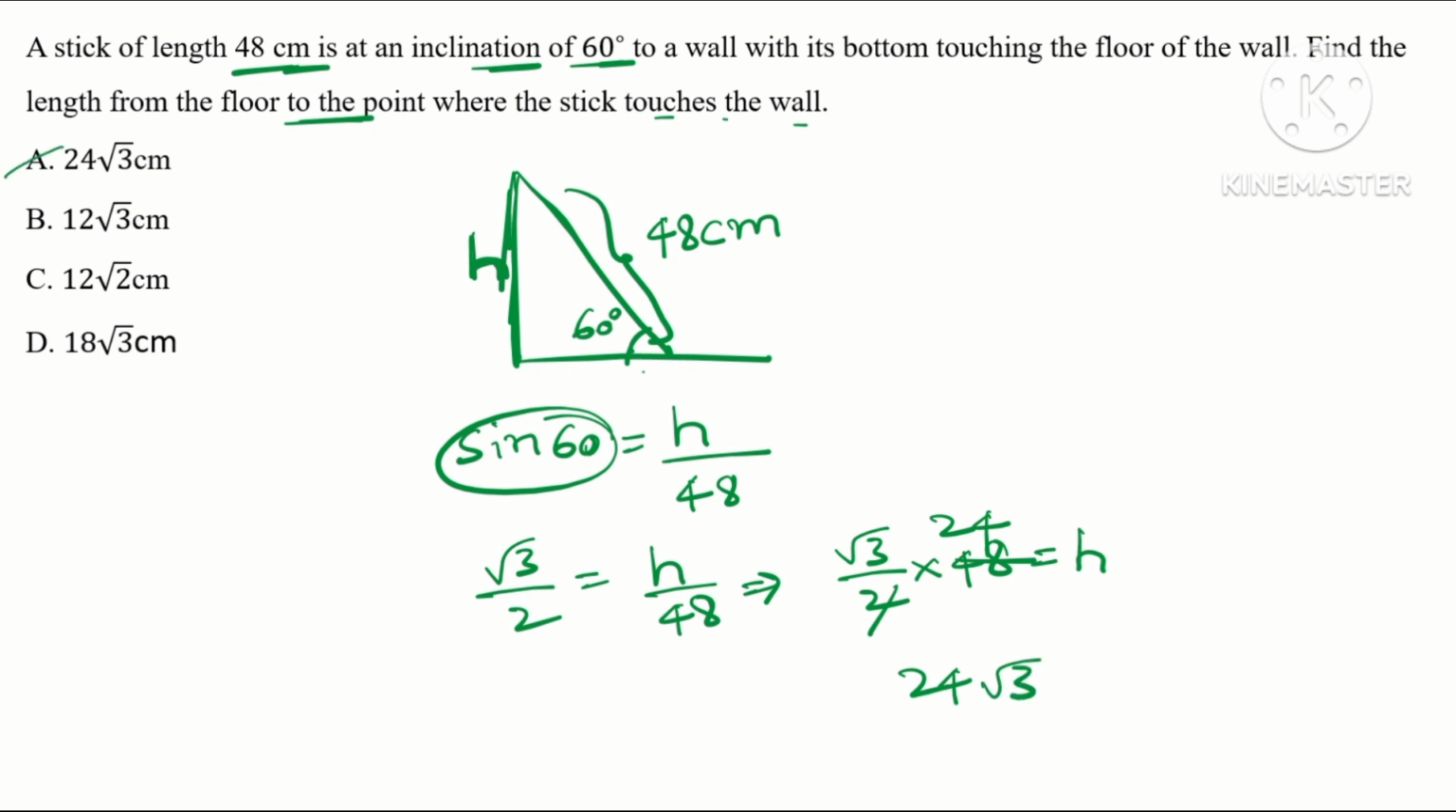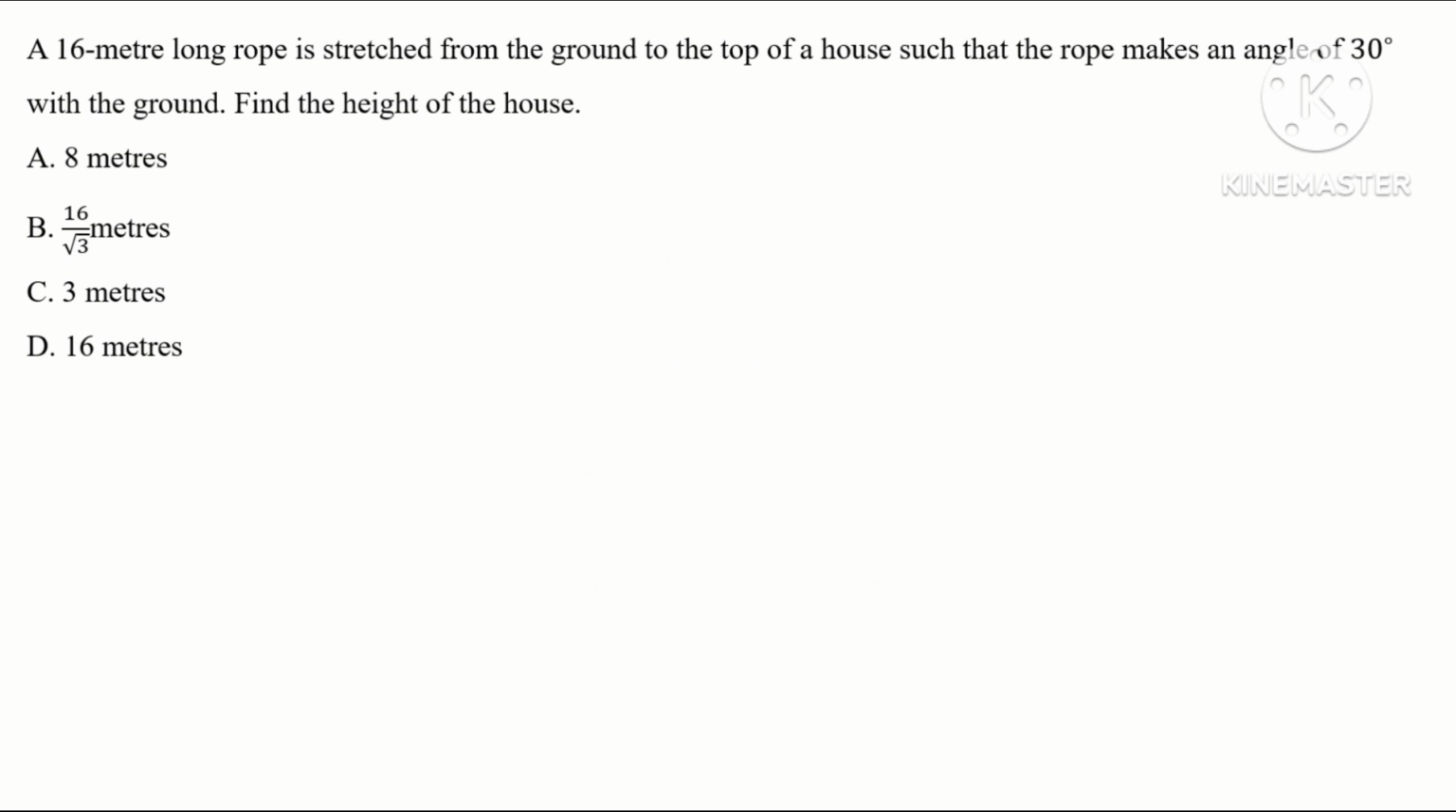Option A is the answer. So in this question also, a 16 meters long rope is stretched from the ground to the top of a house. So this is the house and this is the ground and this is the rope, which is 16 meters, such that the rope makes an angle of 30 degrees with the ground. So the rope makes an angle with the floor of 30 degrees. This is the angle. Now they are asking to find out the height of the house.